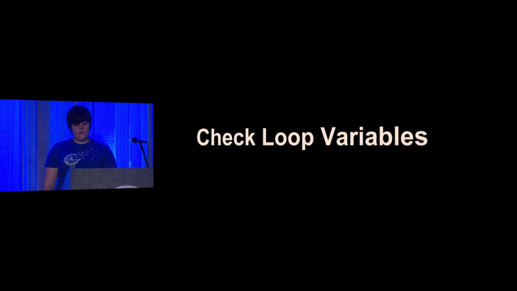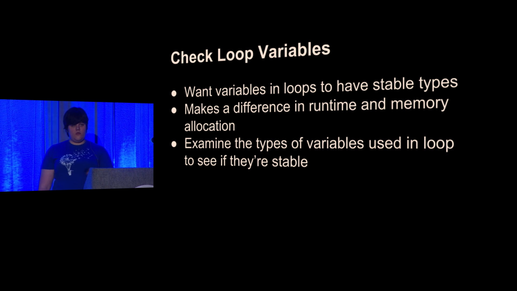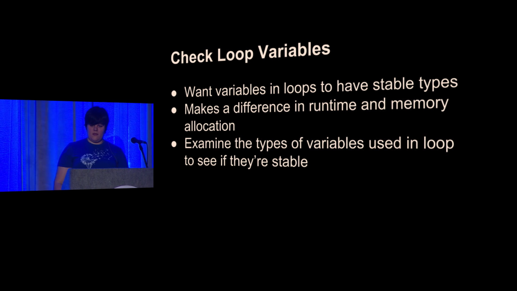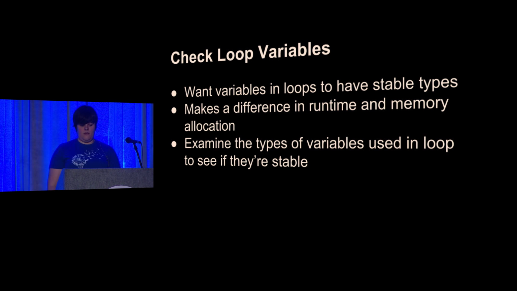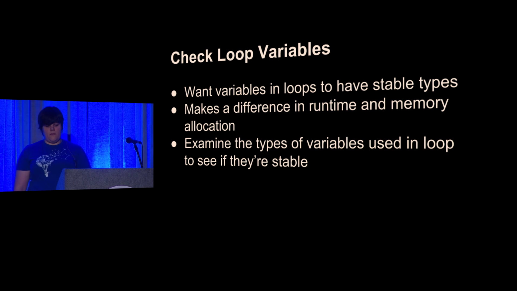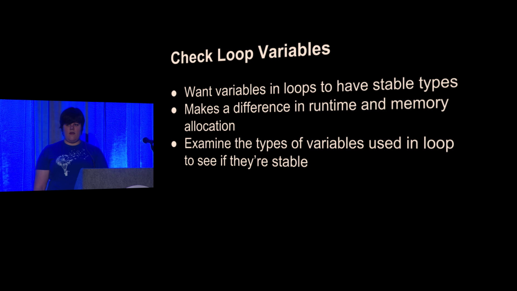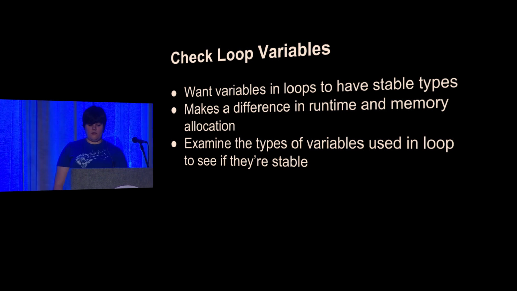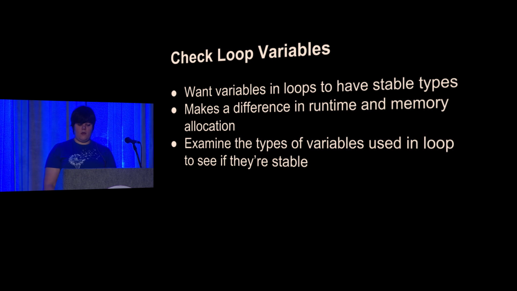So, checking loop variables. In Julia, we care about performance. We want to be able to write Julia code that's at least as fast, within 2 times C. Once you optimize it, it's usually between 1/2 and 2 times the speed of C++. One thing that can often trip up newer users is type stability. It can be a subtle difference in your code, but it affects your performance a lot. It makes a difference in both your runtime and the amount of memory you allocate.